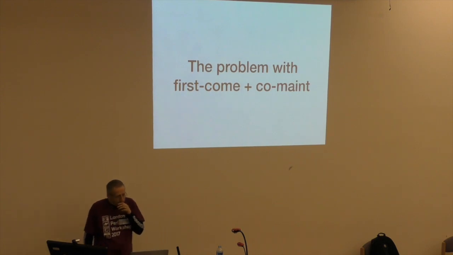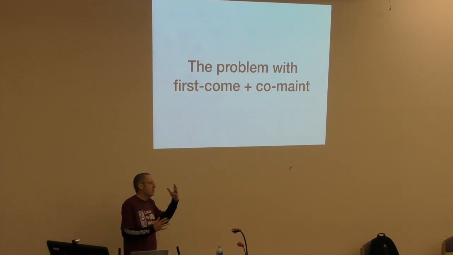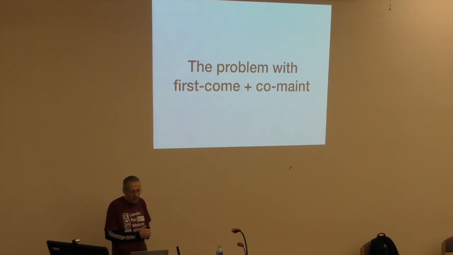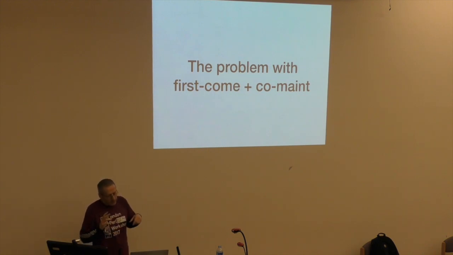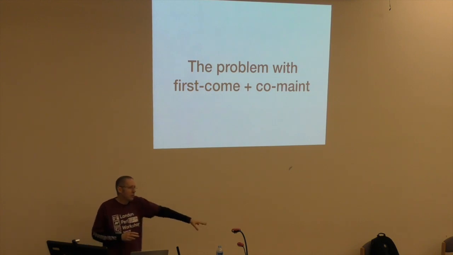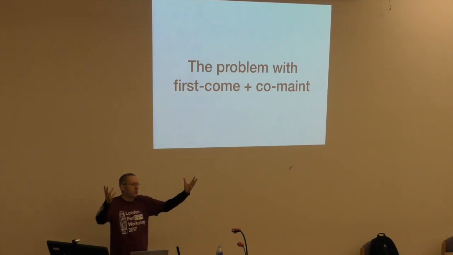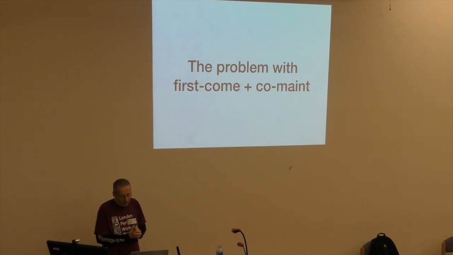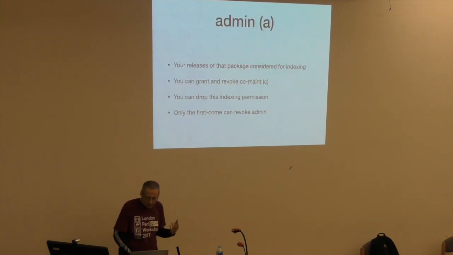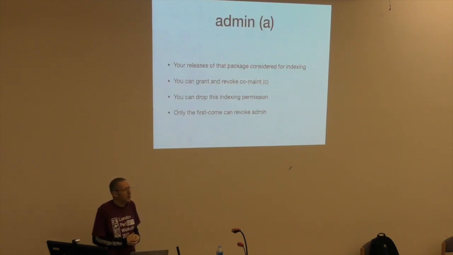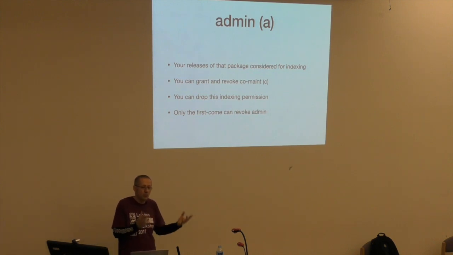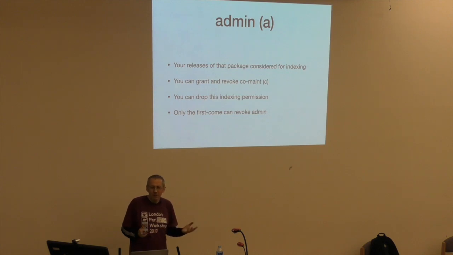But there's a problem with having just first-come and co-maint, in that if a project becomes really successful, then you might want your minion to be able to start giving release permissions to other people, and you just want to basically act as the benevolent overlord. And so what we're going to do is add a new permission level called admin, which is basically someone who can grant co-maint, but they're not the owner. So this is something that kind of came out of the review process, that this was a new permission level we needed. It hasn't been implemented yet.